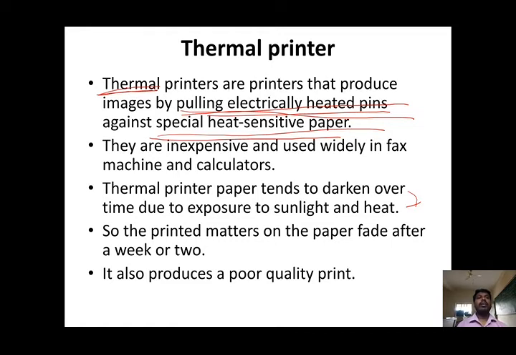Thermal printers are printers that produce images by pulling electrically heated pins against a special heat sensitive paper, and they are inexpensive and widely used in the fax machine and calculators. Thermal printer papers tend to darken over time due to exposure to sunlight and heat, so that the printed matter on the paper fades after 1 or 2 weeks, and it produces poor quality print.